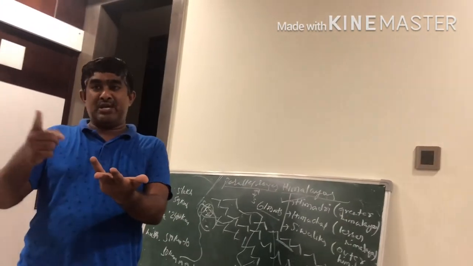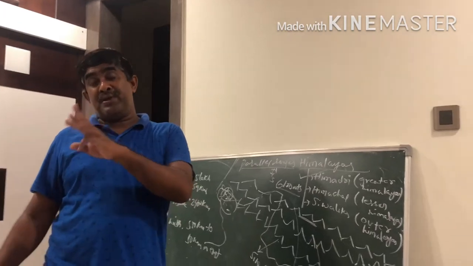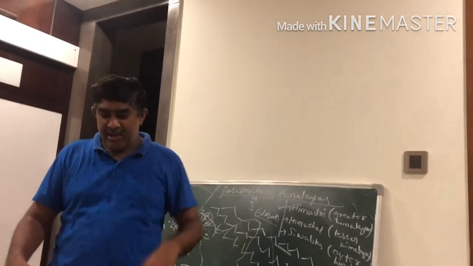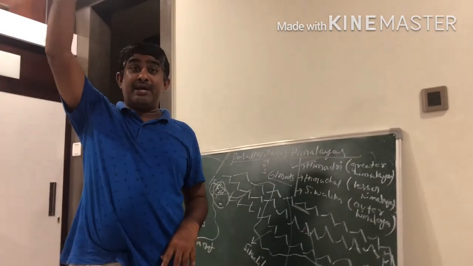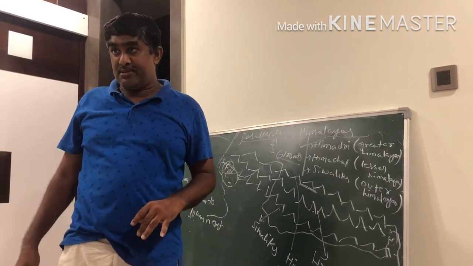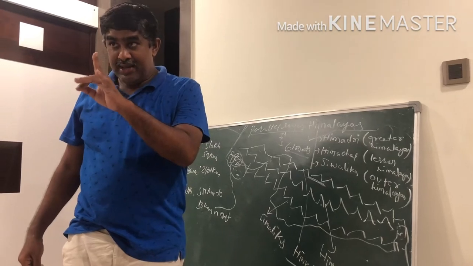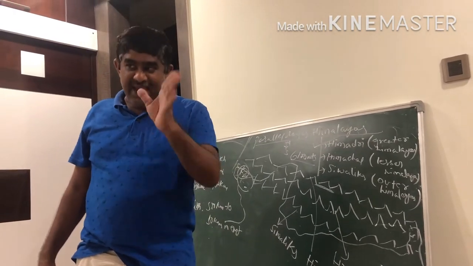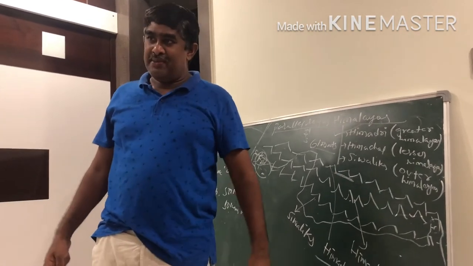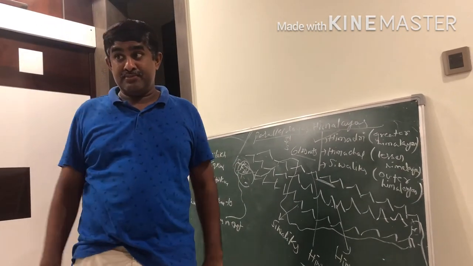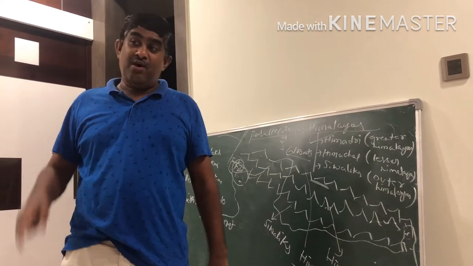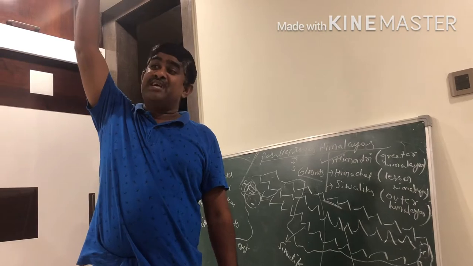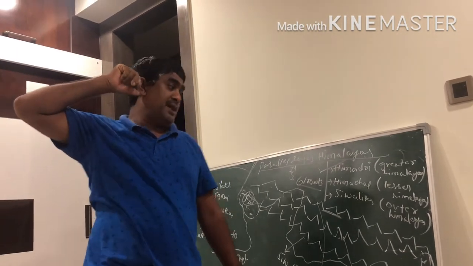8,848 meters. Children, 8,848 meters. Generally, one floor in a building, from ground to upper, is nearly 9 to 10 meters. Let me assume 10. Four floors is 40 meters. Now assume 8,848 meters. How much height is it?